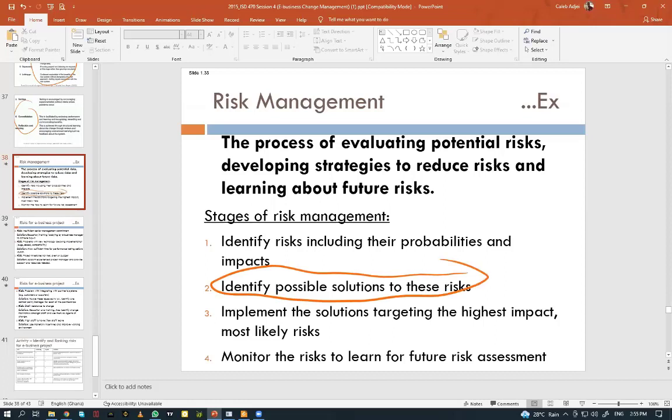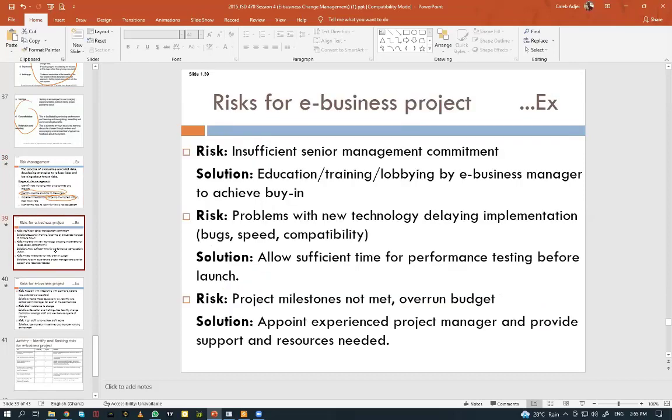Then number three, implement the solution targeting the highest impact or the most likely risk, okay? Some of the risks are likely to happen more than the others. And because of that, we need to identify possible solutions to these risks and implement the solution that will best solve the problem, targeting the highest impact. Then the last one is monitor the risk to learn for future risk. What are some of the risks that we are talking about here? Number one, insufficient senior management commitment. If senior managers are not committed to implementing the e-business, how do we solve it?